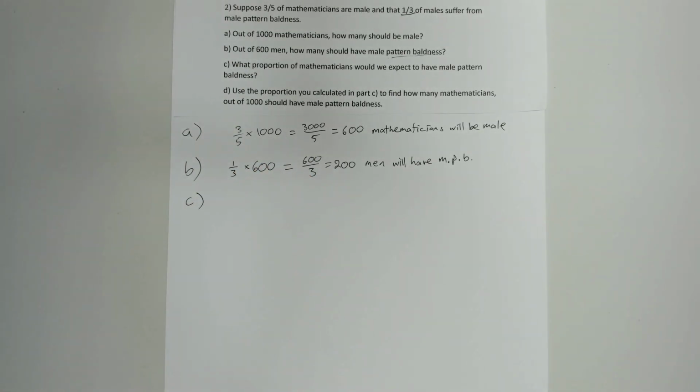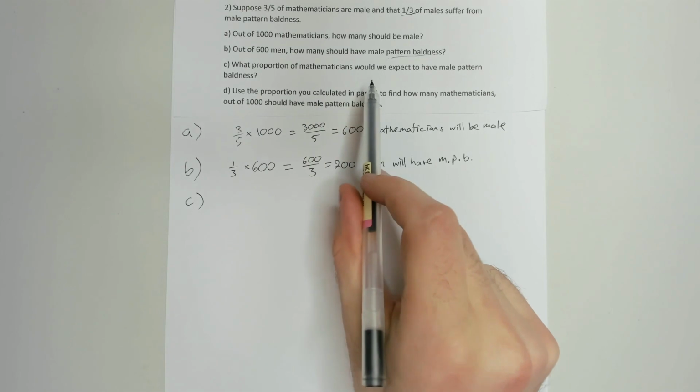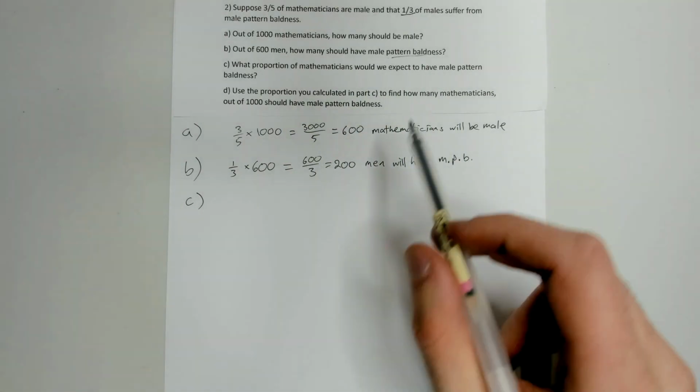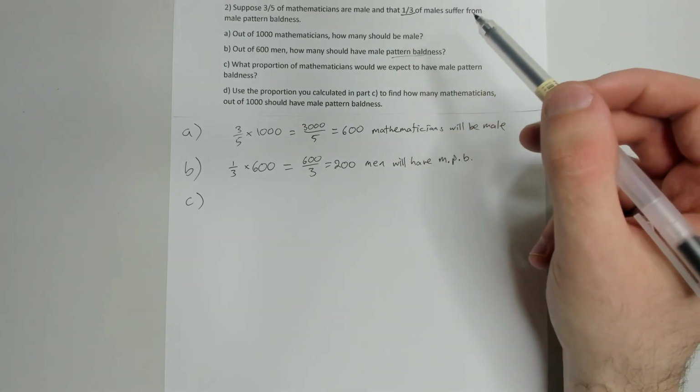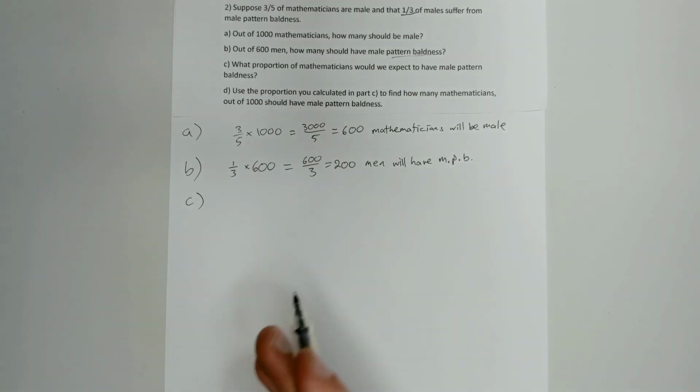All right, so far this is pretty similar to what we were doing in question 1. But now in part C, this is actually going to be something a little closer to what we were looking at back in the symphonies video. So if you haven't seen that yet, that's going to be useful for this question. So it says, what proportion of mathematicians would we expect to have male pattern baldness? So to get this, we can't just apply 1/3, because in order for those mathematicians to have male pattern baldness, they also need to be male, right? A female can't have male pattern baldness. Yes, there are examples in females where they have some form of baldness, but that's not specifically male pattern baldness.